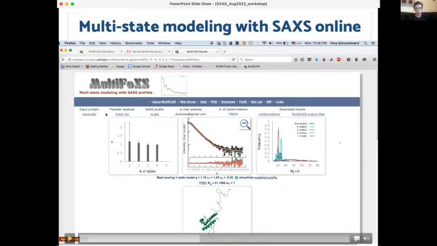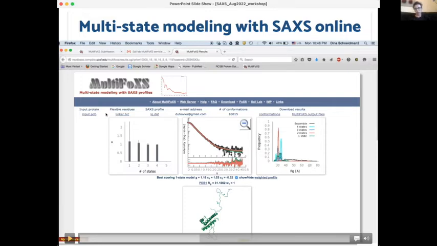Here are a few plots. The first plot is score as a function of number of states. We know that if we add more states, the chi-square score should go down. And indeed, we can see it here. It goes down.